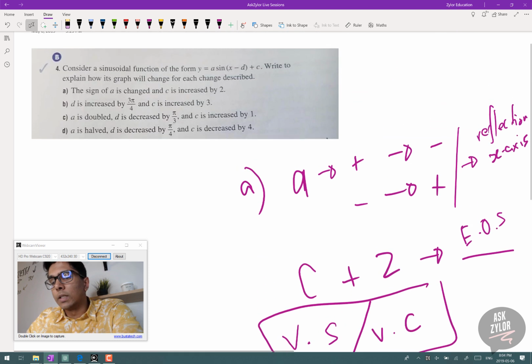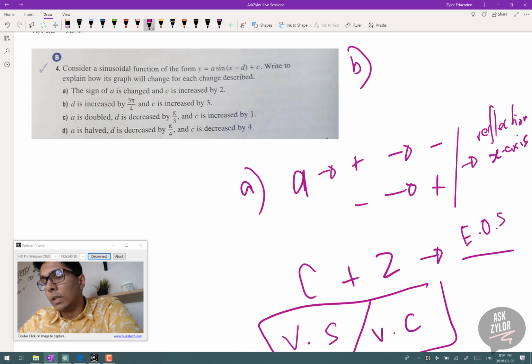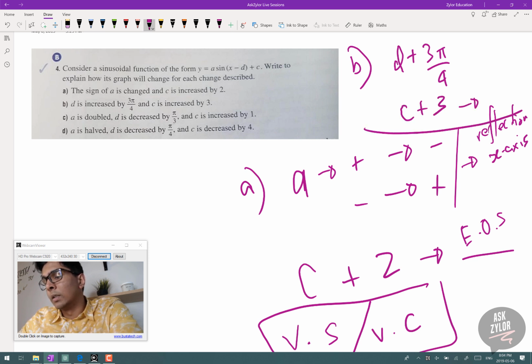So for part B, it's saying D is increased by 3 pi over 4 and C is increased by 3. C again is talking about the equation of symmetry. So if we increase that by 3, that means our equation of symmetry will be increased by 3. That means every single value, my y values will be increased by 3.